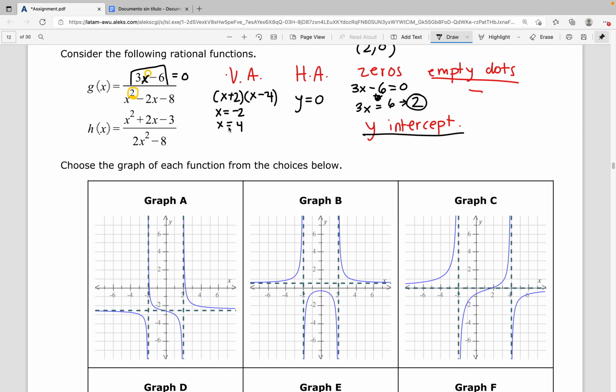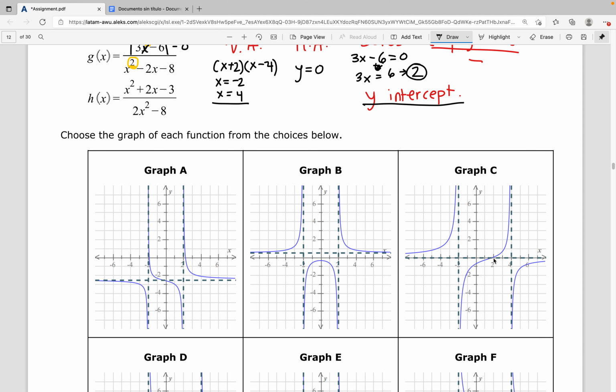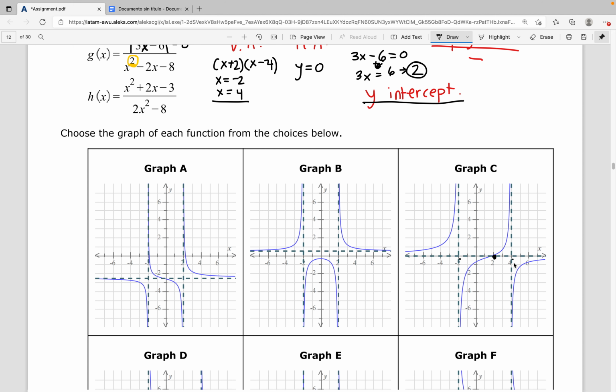We know we're looking for a graph that has two vertical asymptotes, one horizontal asymptote at 0, and one x-intercept at 2. Okay, so let's look. Here's an intercept at 2, and we have two vertical asymptotes, which are -2 and 4. Okay, so this one is an option.